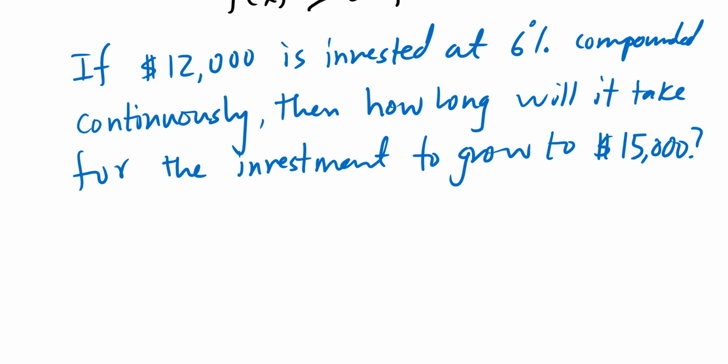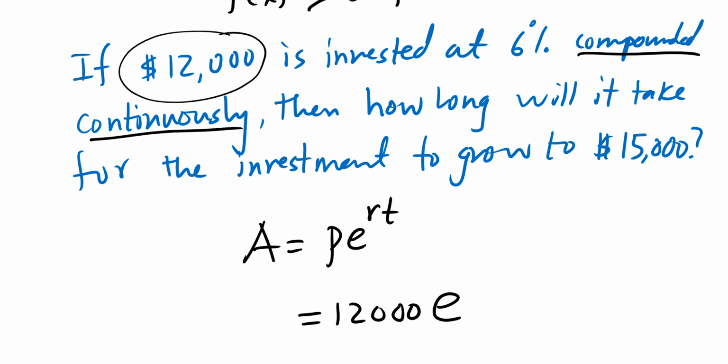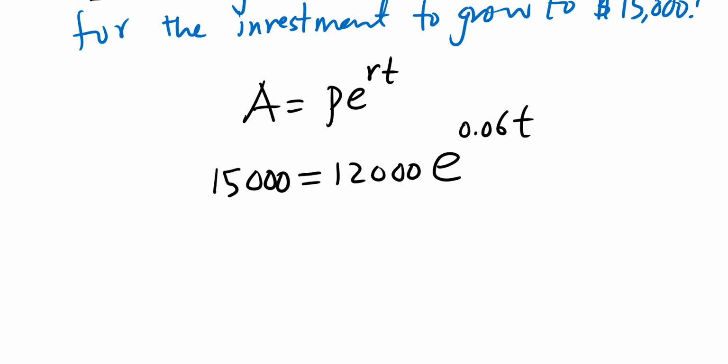or any other account. So if you remember from the previous section, because this is compounded continuously, we're going to use this formula, A equals P e to the r t. That's the formula for compounded continuously. The initial amount that you always deposit in here, that's the principal, so that's the 12,000. R is the rate, which is 0.06. And the time, how long it's going to take, is t, I don't know. To grow to 15,000.